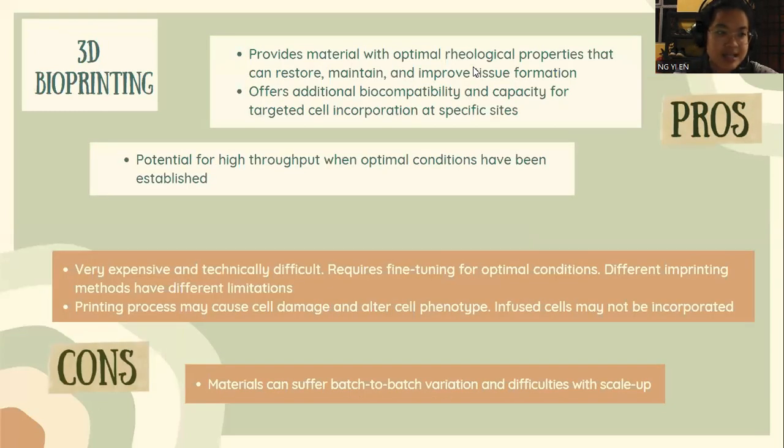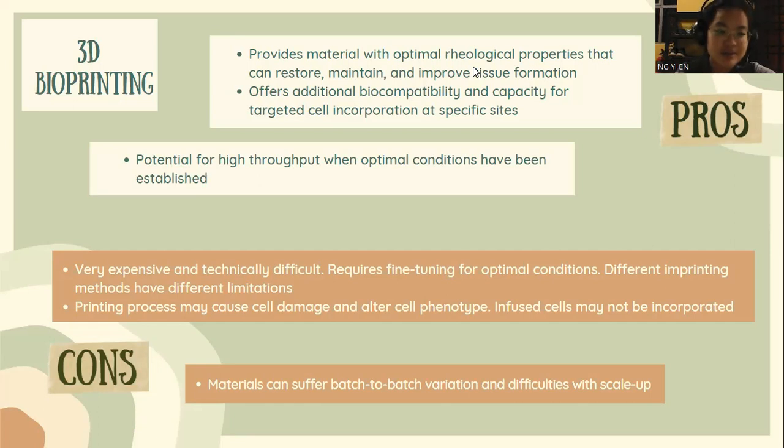And the next one is the 3D bioprinting. So let us look at the advantages of 3D bioprinting. The advantage is that the material provided has high biological properties, which allows it to create biomimetic tissue. Meanwhile, the disadvantage of 3D bioprinting is that it is very expensive, like the 3D culture that I explained just now.